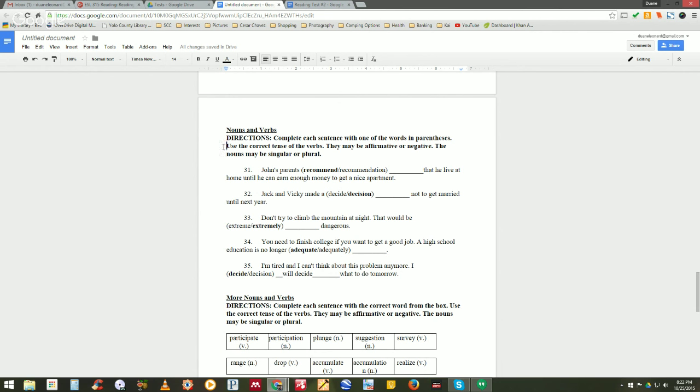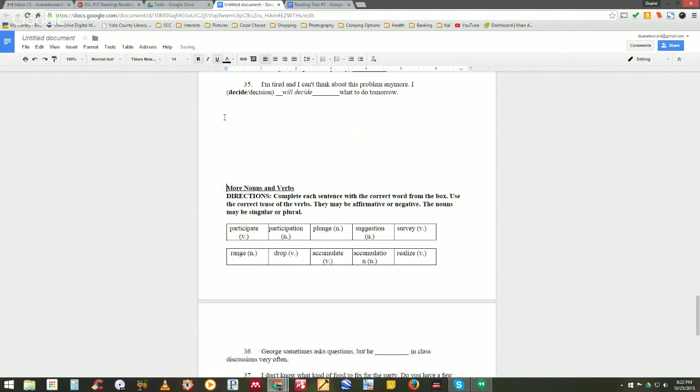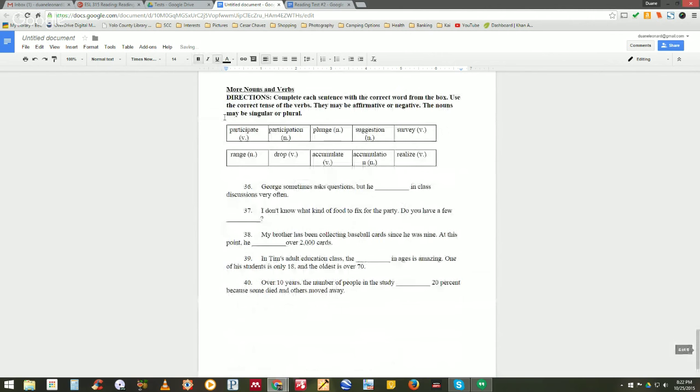So here it says, use the correct tense of the verbs. We didn't have to change many here, but this one we do. What to do tomorrow means that we do need to change this to will decide. And finally, more nouns and verbs. George sometimes asks questions, but he sometimes does this, but means that he doesn't do this. So it has to be negative. The correct verb is participate, but he does not. And the key is the but. Right here, but, that's the clue. And the same tense, except it's negative.